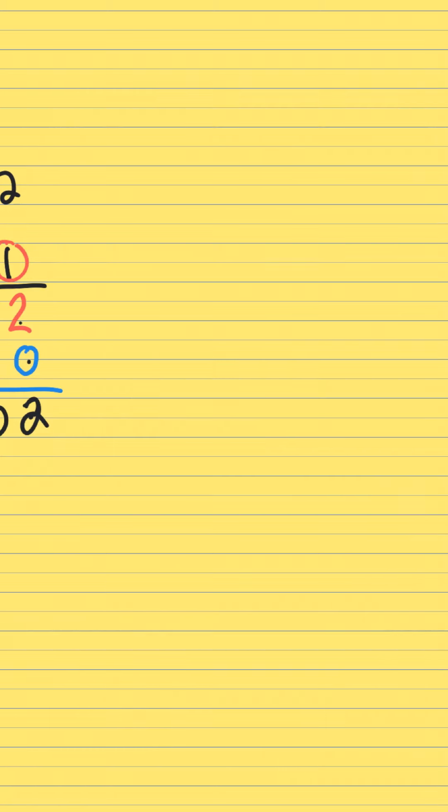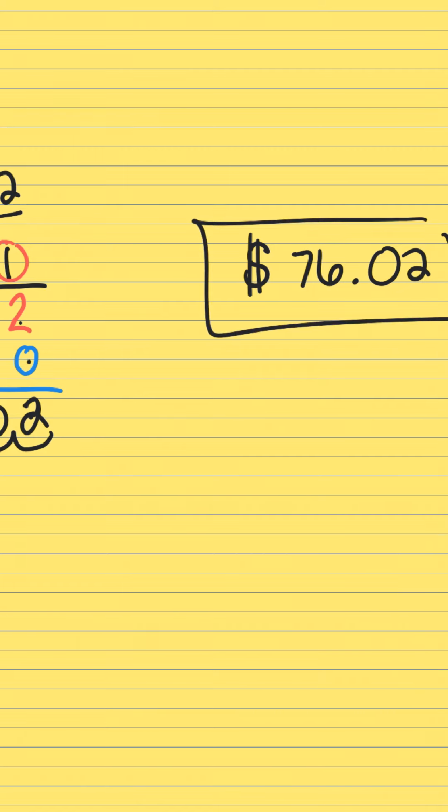Now the next question that you're going to ask yourself is, what do I do when I have this decimal right here? So what happens to my problem so that it is accurate? What you're going to do is count how many decimal places you had right there. So we have 2, which means we're going to move our decimal 2 times to the left. So we started with dollars, we're going to end with dollars. $76.02 when we move that decimal over twice. And that would be your answer.